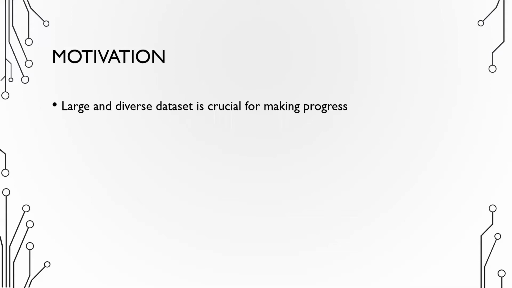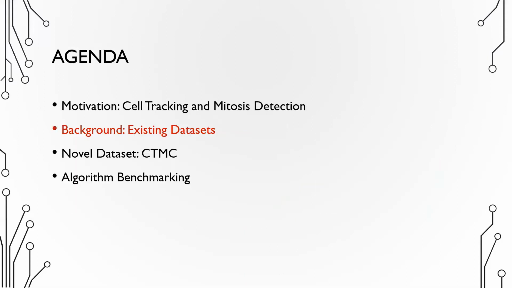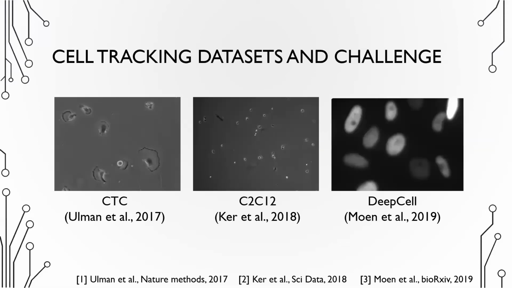And we see plenty of evidence within the broad scope of mainstream MOT, where objects such as humans and vehicles are tracked. A few examples include the MOT dataset, the KITTI dataset, and the UA-DETRAC dataset. And so with that, we were interested in understanding the state-of-the-art within the cell tracking domain. We came across three popular datasets.